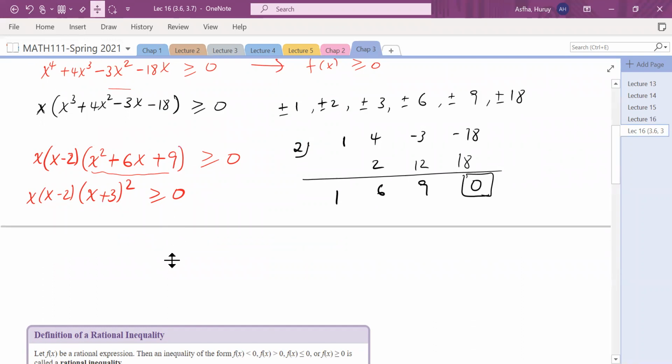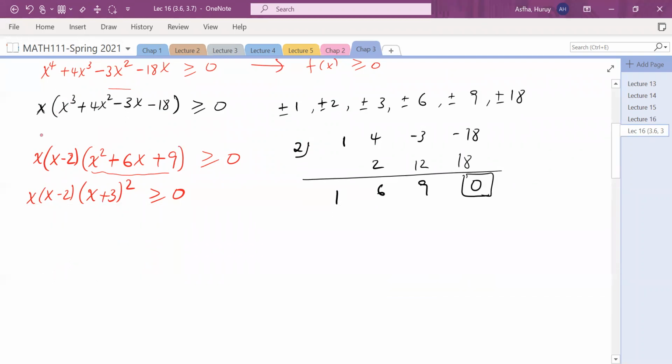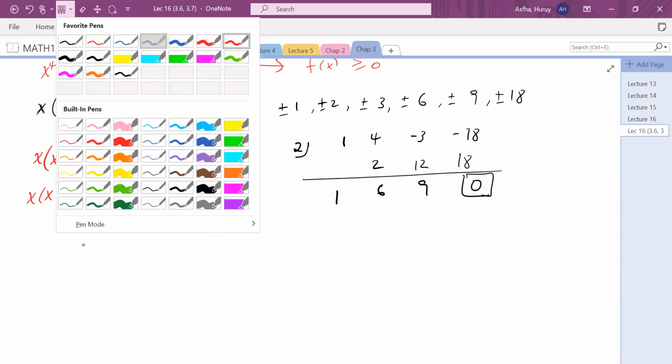And the next is we need to find out the interval where this f of x, or this polynomial, is positive. Okay, that's what we are trying to find out. Solving this inequality means finding the interval of x at which this polynomial is greater or equal to 0. So what we do is we solve this one first. We find the solution to this one, and those will be used as boundaries.